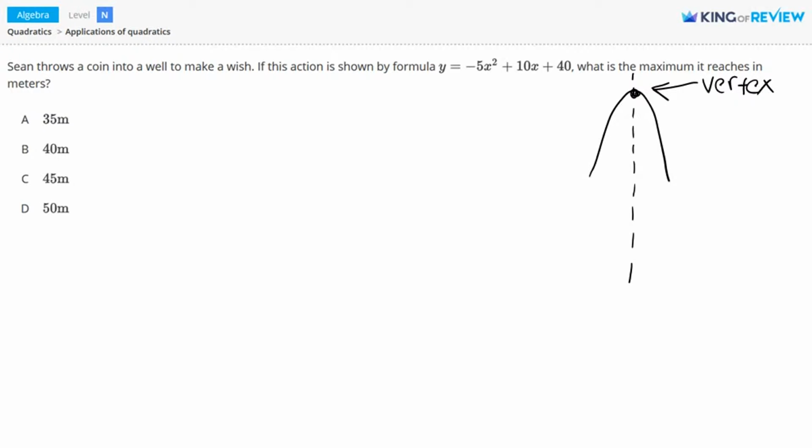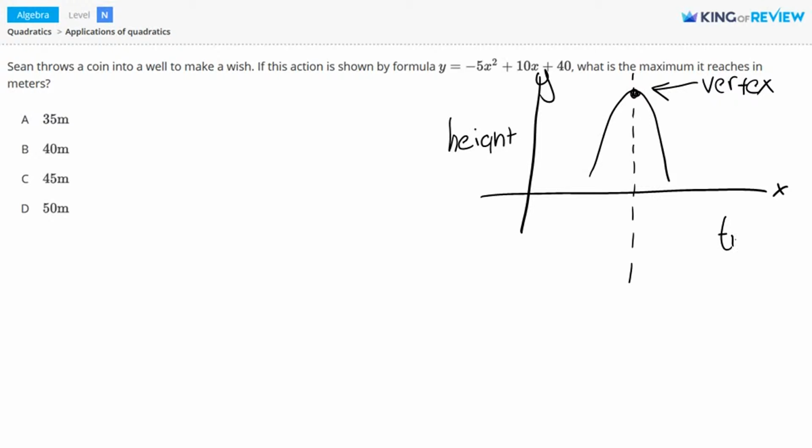Now, if we were to plot this parabola on a coordinate plane, it would look something like this, with an x-axis and a y-axis. The y-axis in this situation represents the height of the coin, and the x-axis represents the time.